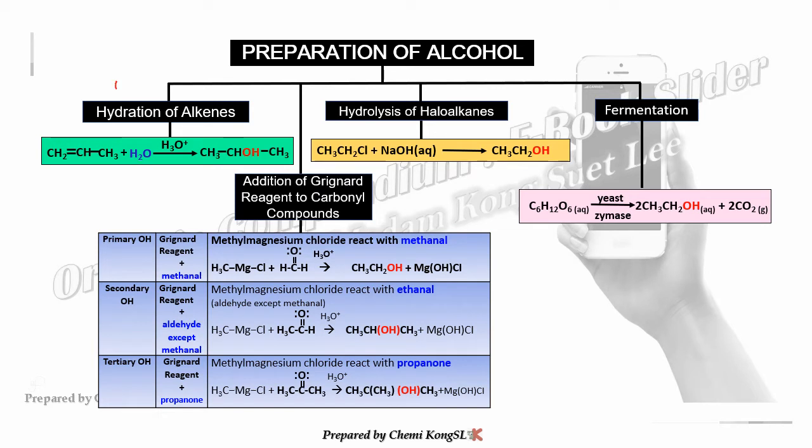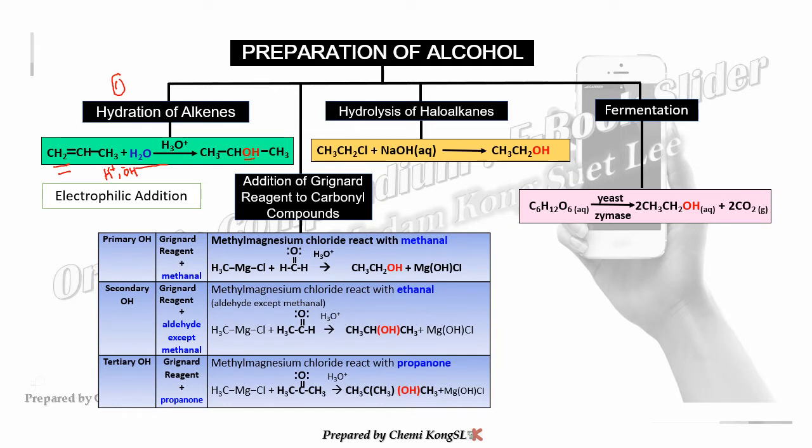Okay, the first one, hydration of alkene. If you check here, the carbon-carbon double bond reacts with acidified water and then it forms alcohol. Still remember, this is electrophilic addition reaction. So hydrogen ion and hydroxide ion will be added to the carbon-carbon double bond, and then we have to follow Markovnikov rule. Still remember what is Markovnikov rule?